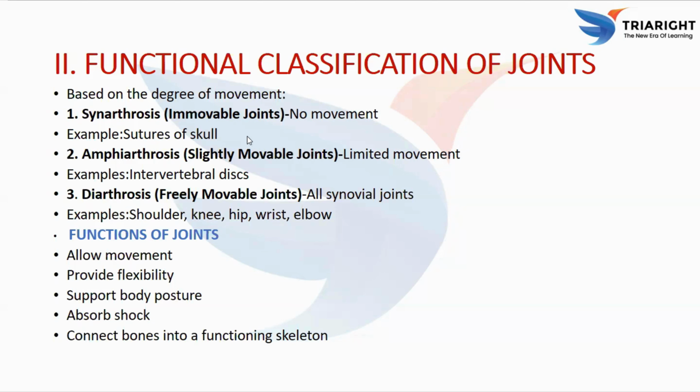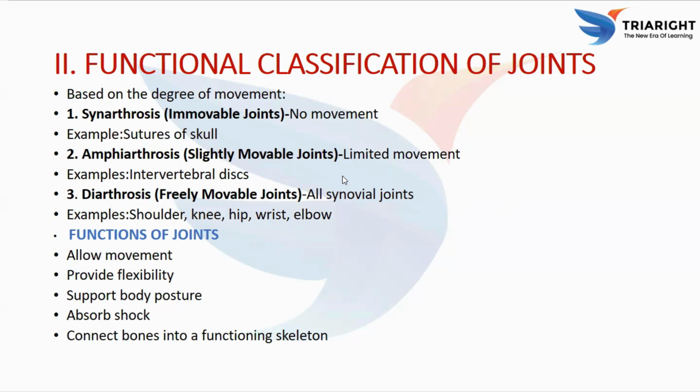And next, amphiarthrosis. It's a slightly movable joint. That is, you can see a limited or slight movement over here. Why? They need to provide both support and flexibility. So what is the example of amphiarthrosis? The intervertebral disc. They allow the slight movement between the vertebrae for bending the spine. So if you think of it like a rubber cushion, it bends a little. So that is about the amphiarthrosis.